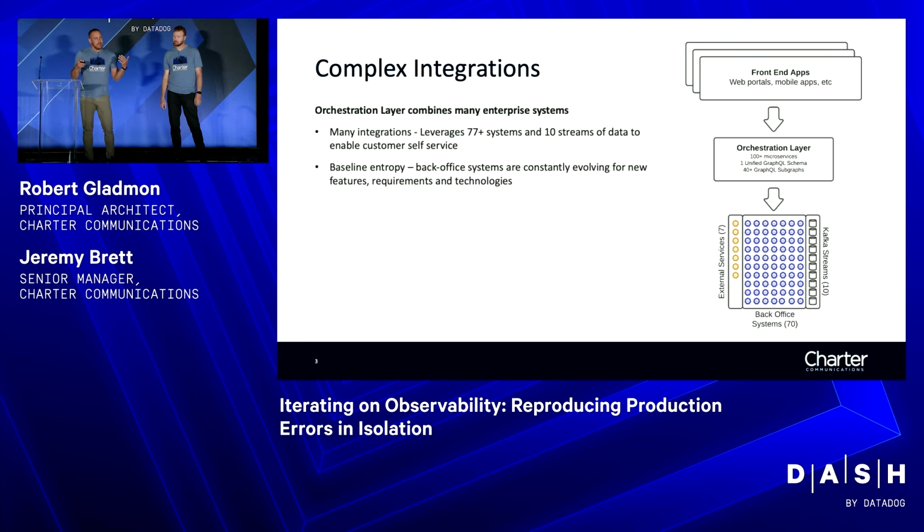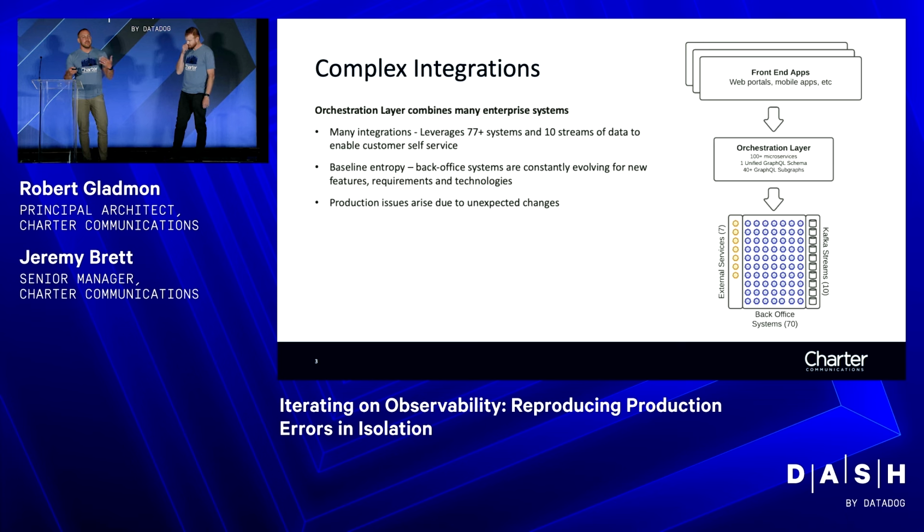However, we have a baseline level of entropy of constant change. All those systems that we connect to, they're always in flux. They're evolving APIs, adopting new tools, technology, modernizing. So there's a constant level of change that we're working with. And despite all of our processes and validation and communication that we have, sometimes we still miss on catching everything. And that's because we're all human.